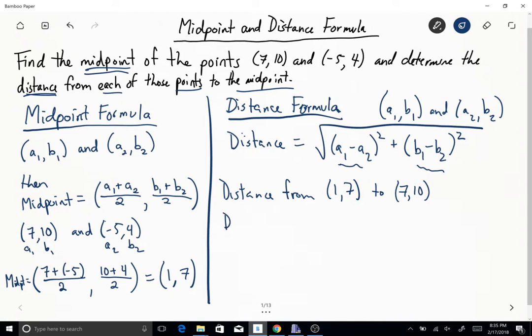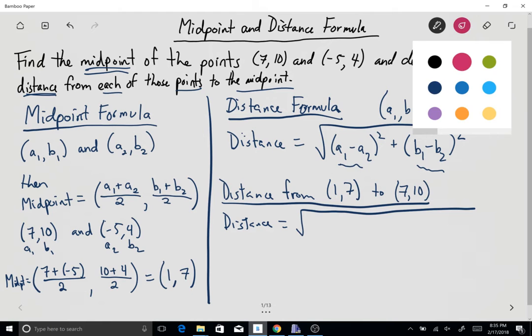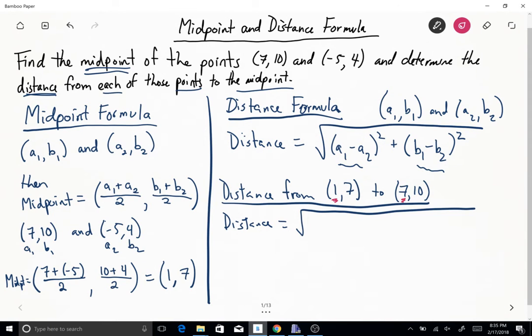And so this distance equals the square root. Notice our two x coordinates first, so we'll go 1 and 7. As I said, it doesn't really matter what order you choose them in, so we go 1 minus 7 squared plus, and then our two y coordinates, so we have 7 and 10, and we take 7 minus 10, the quantity squared, and then all we need to do is figure out what those values are.